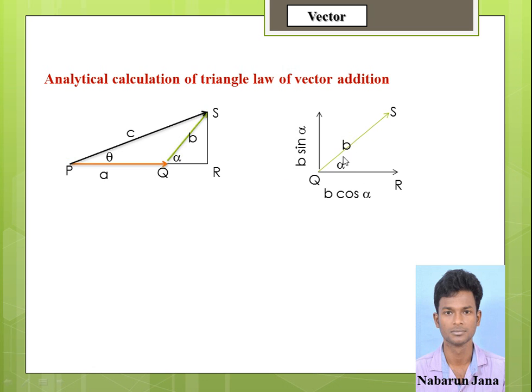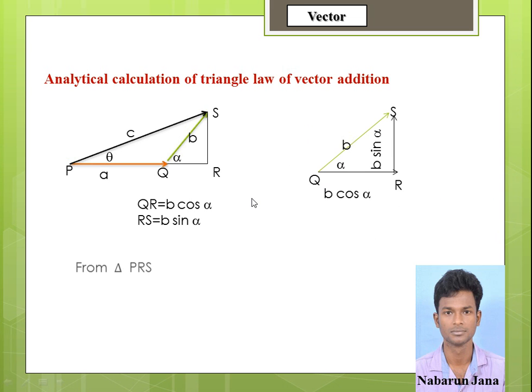Okay. So we can split the vector B into two components. One is along the QR and another is perpendicular to QR. So the component of B along QR will be B cos alpha, and the other component, that is sine component, will be perpendicular to QR. Yes, this is perpendicular and this is B sin alpha. Okay, we can place this vector B sin alpha from here to here. Yes, this means the same. Okay, that means we get QR equal to B cos alpha and RS equal to B sin alpha.